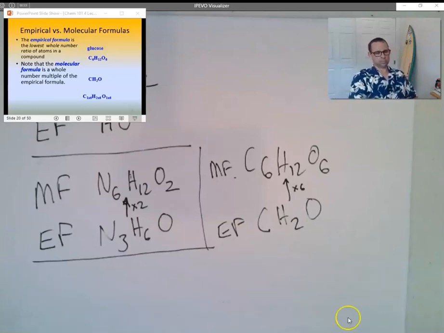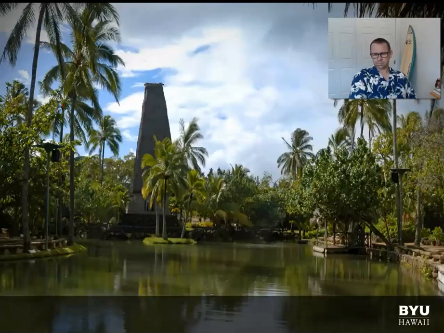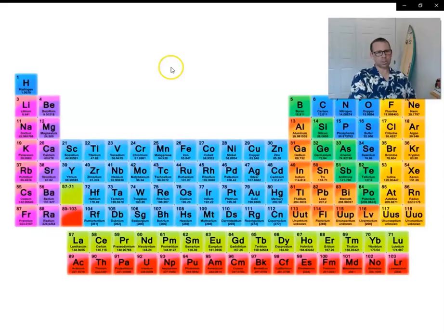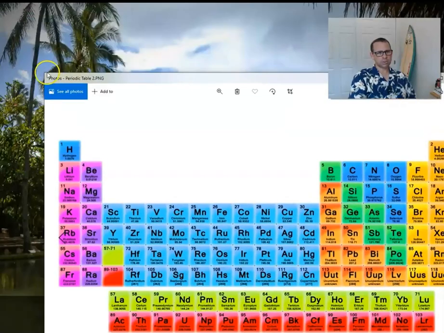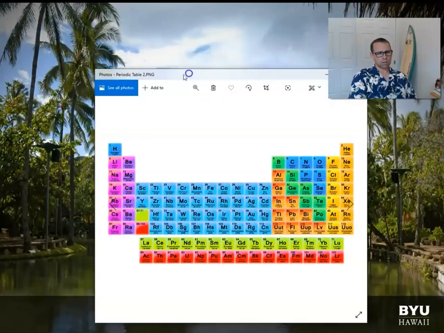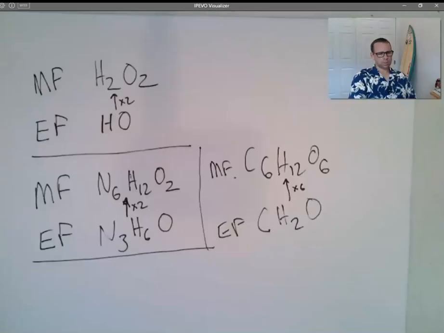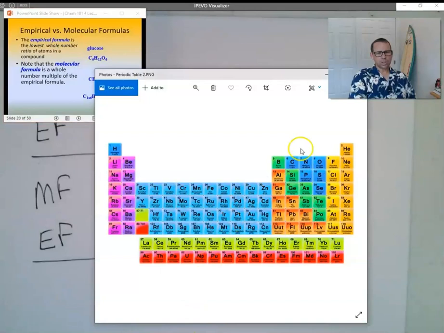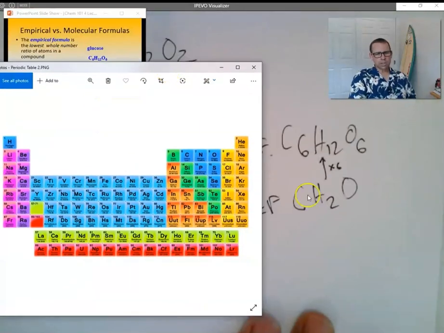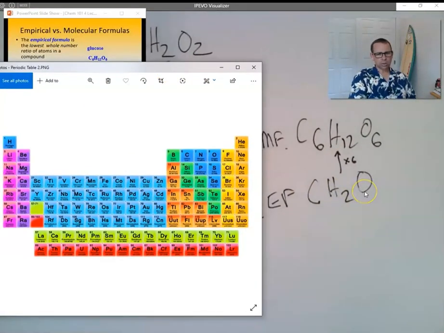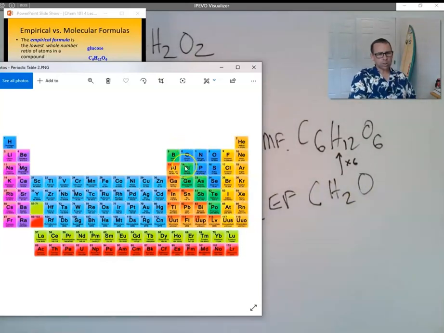C is 12, H is 1, O is 16. You add it all up, and you'll get the mass for 1 mole of those added up. That's right. Let me bring up my periodic table. You did a good job there. All right, on my periodic table we can look at the molar mass for these elements. Carbon is 12. Hydrogen, there's 2 of them, 1 each, so that's 2. And then the oxygen is 16.